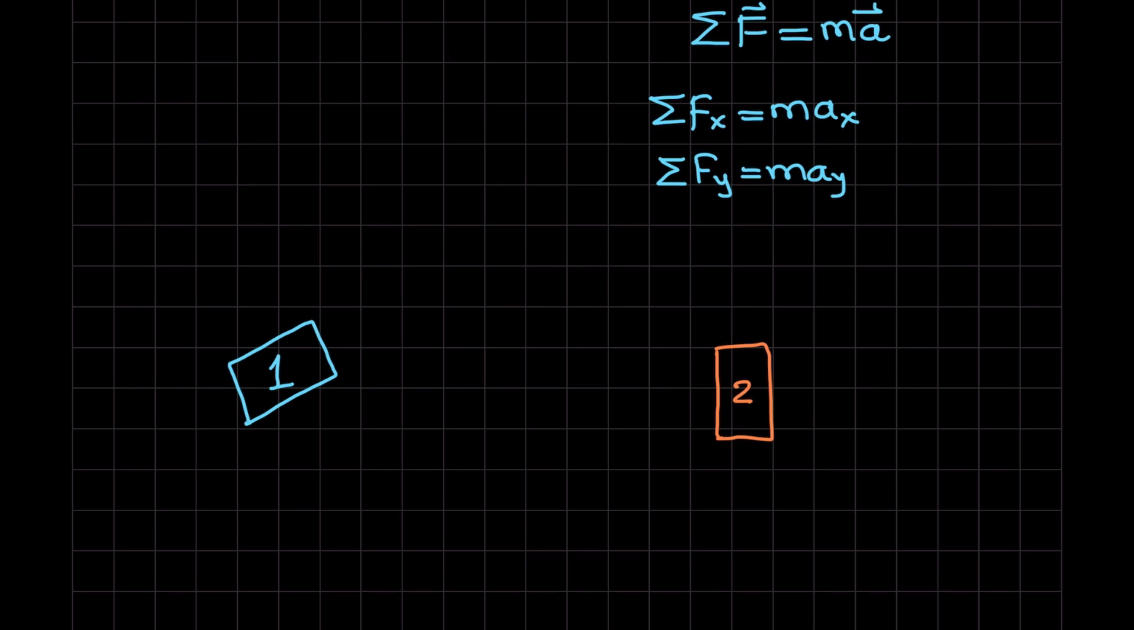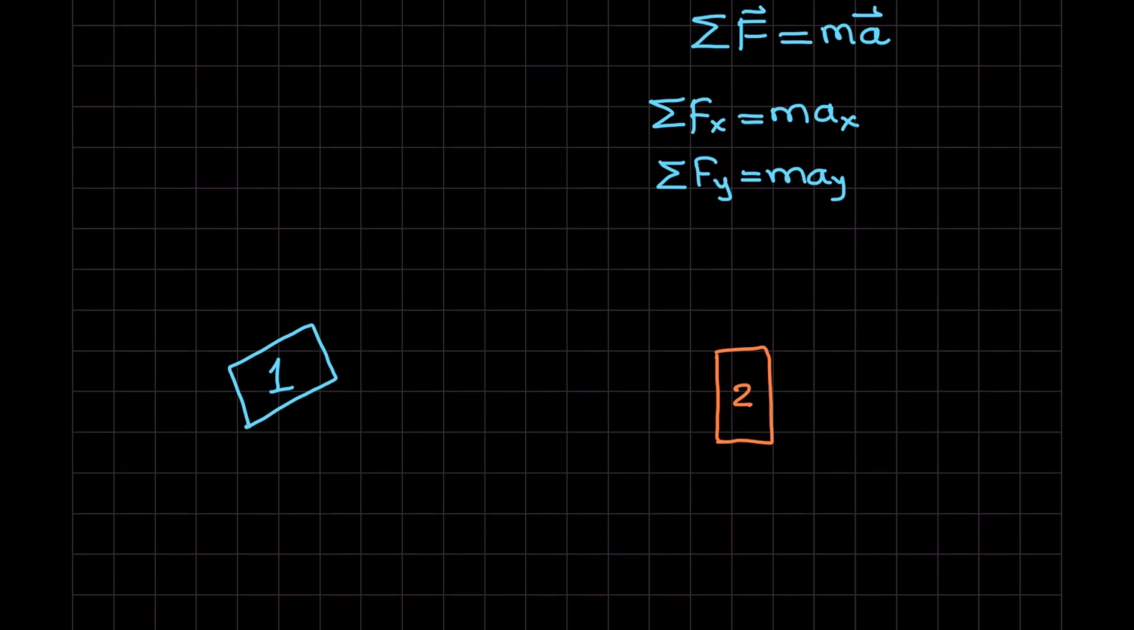So let's start with block 2. We have the tension going up and its weight pulling down, so that's its weight. And when we have a free body diagram, we should also think about what our coordinate system is like. In the case of block 2, it's okay to just stick with your standard xy coordinate system. So here's your x and y. No problem sticking to the regular xy coordinate system there.